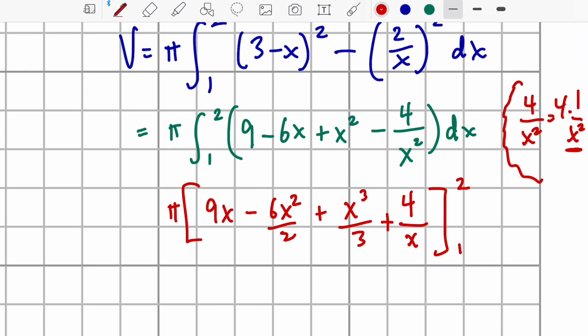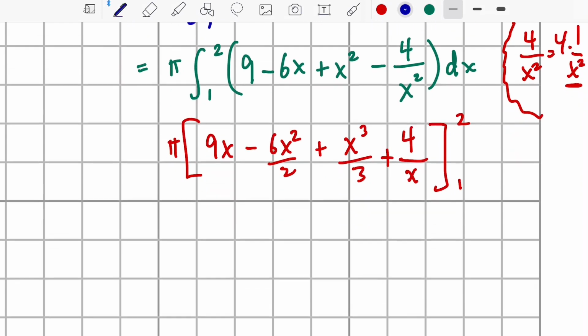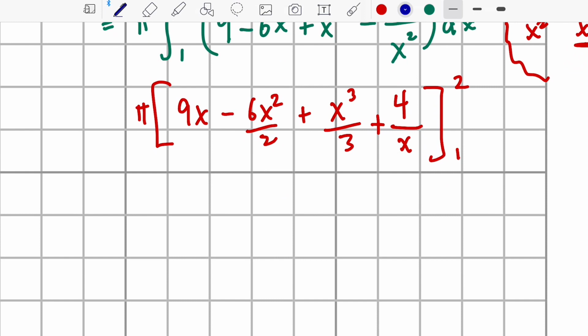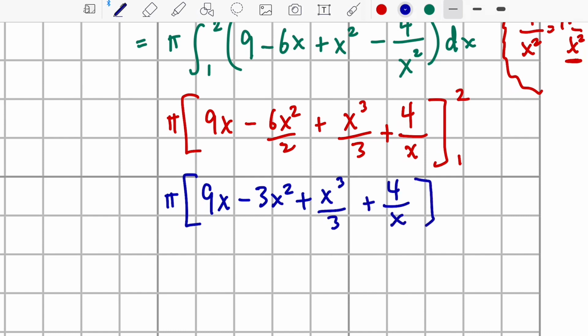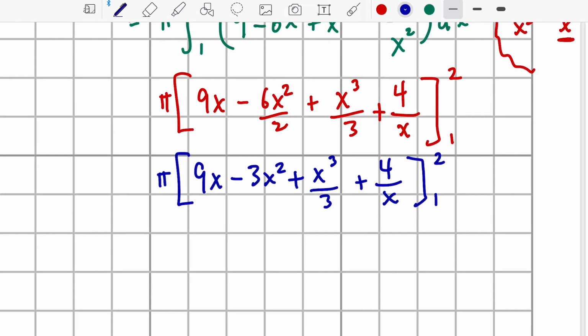Positive because the antiderivative of 1 over x squared is negative 1 over x, so it's positive. Before we evaluate them, I just want to simplify a little bit. So it'll be pi times 9x minus 3x squared plus x cubed over 3 plus 4 over x, and we're going to evaluate from 1 to 2.